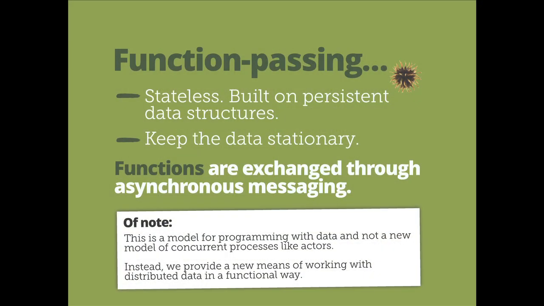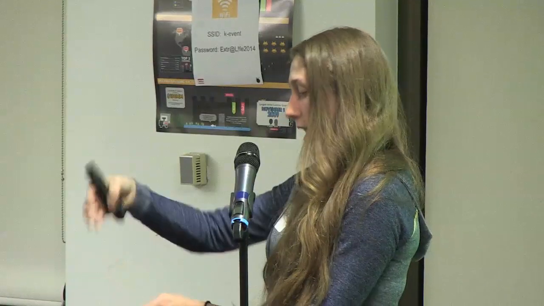This function passing is basically the opposite. Rather than keeping your functionality stationary on one machine, we keep your data stationary on one machine. We don't let you mutate it, and then we let you pass these functions around to do a bunch of transformations on your data. Think about it like how we work with lists. We chain a bunch of transformations to something, and we have a bunch of functions that we pass to higher order functions, and you wind up with a transformation on an original piece of data. So that's the basic idea.